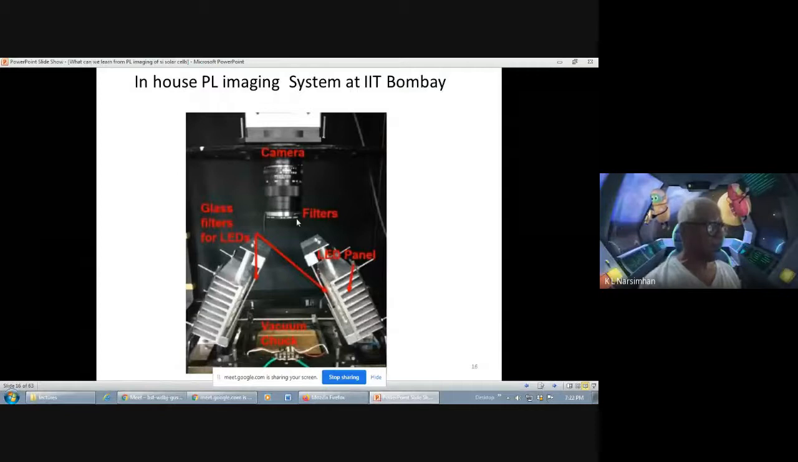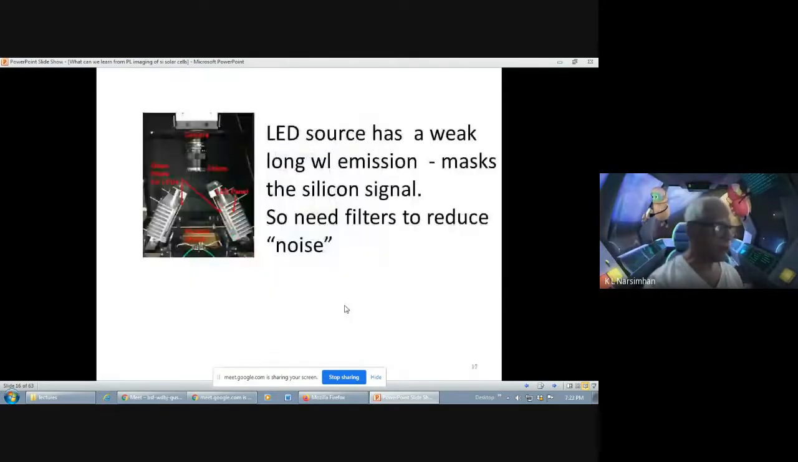The camera also has a filter. This filter is because I don't want to look at the light which is exciting the sample. I only want to look at light which is the luminescence. So I have a filter here which will cut off the light which is coming from the source, and only will see what the luminescence spectrum actually is like.